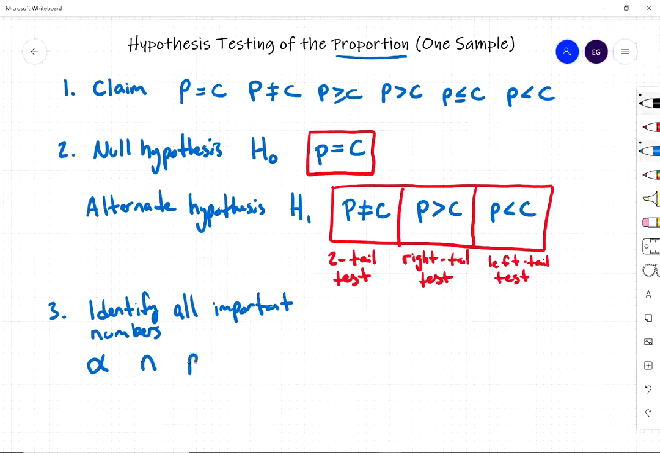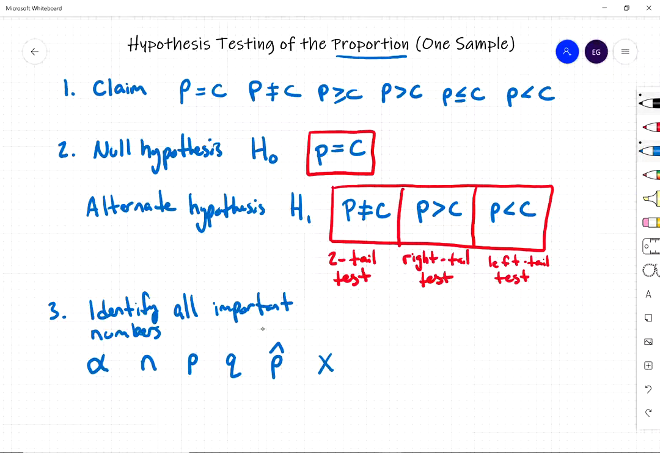So we need the population proportion, p. We need the complement of the population proportion, q. We need the sample proportion, and the sample proportion is calculated by taking x, the number of successes, and dividing it by the sample size.